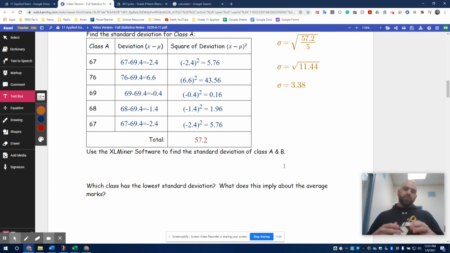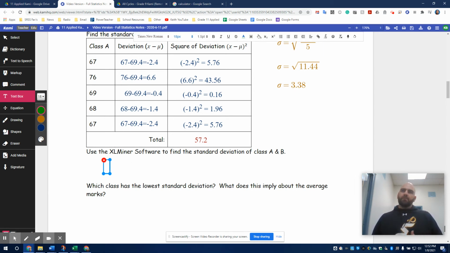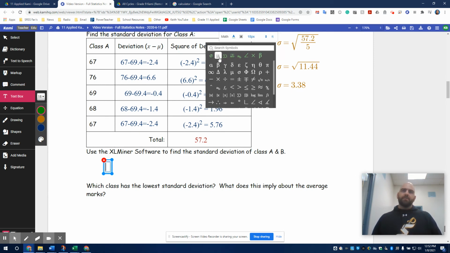Now, we're also going to take a look, and this will happen on the next page or the next video, at how we can do this digitally using some software. I'm going to be sending you the software, and I'll show you how to use it in another video. It used to be Excel Miner. That's changed. I haven't adjusted the notes yet, so apologies for that. But when we use software to solve, we get the same answer, or it's extremely close.